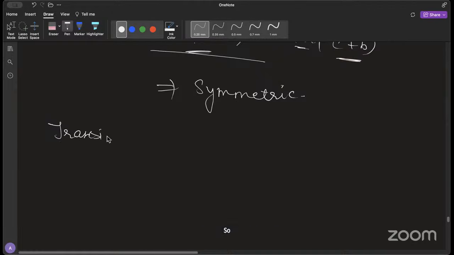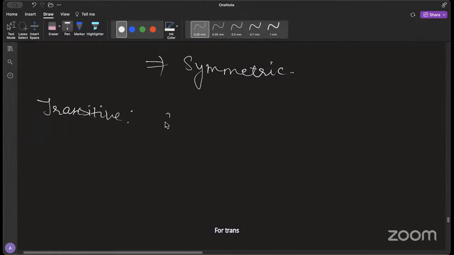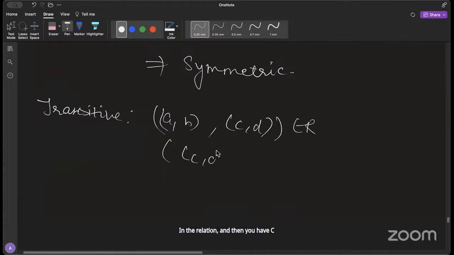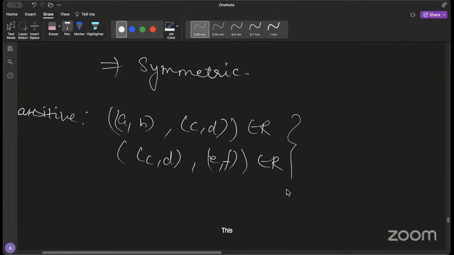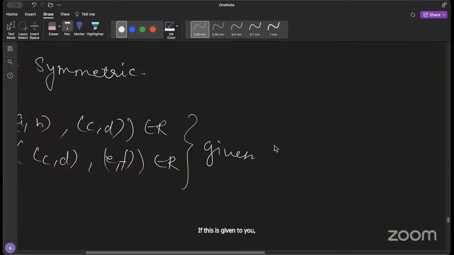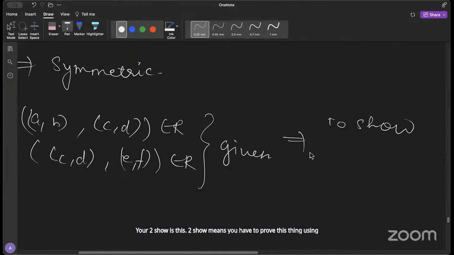So this, ma'am, is move to transitive. For transitive, let's say you have AB, CD in the relation, and then you have CD and EF in the relation. This is given to you. If this is given to you, you have to show, your to show is this. To show means you have to prove this thing. Using this information, you have to prove this.